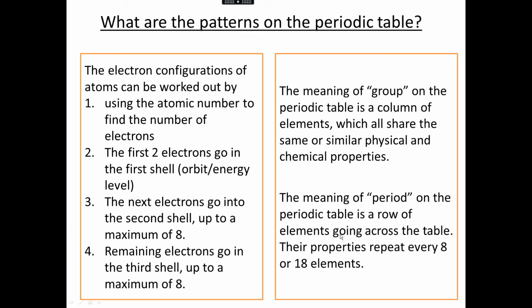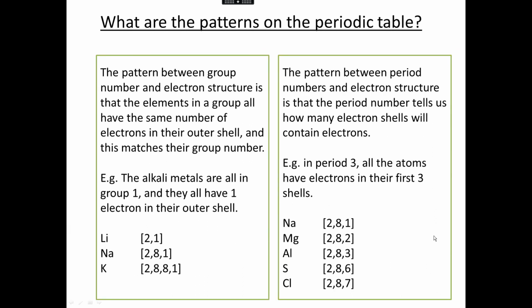Period means a row of elements going across the table. The properties vary, but actually the properties will repeat every 8 or 18 elements. That's the point at which we start a new row.